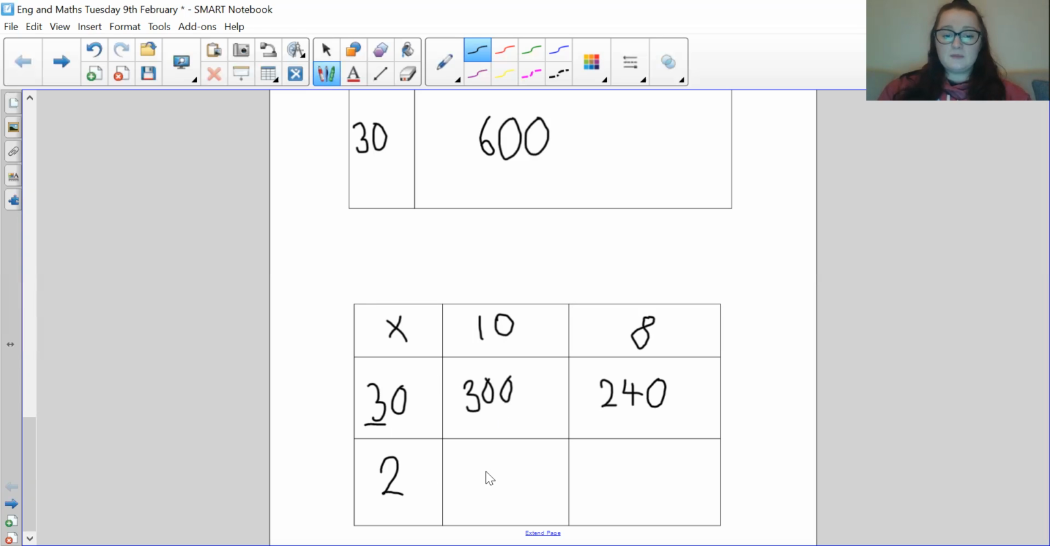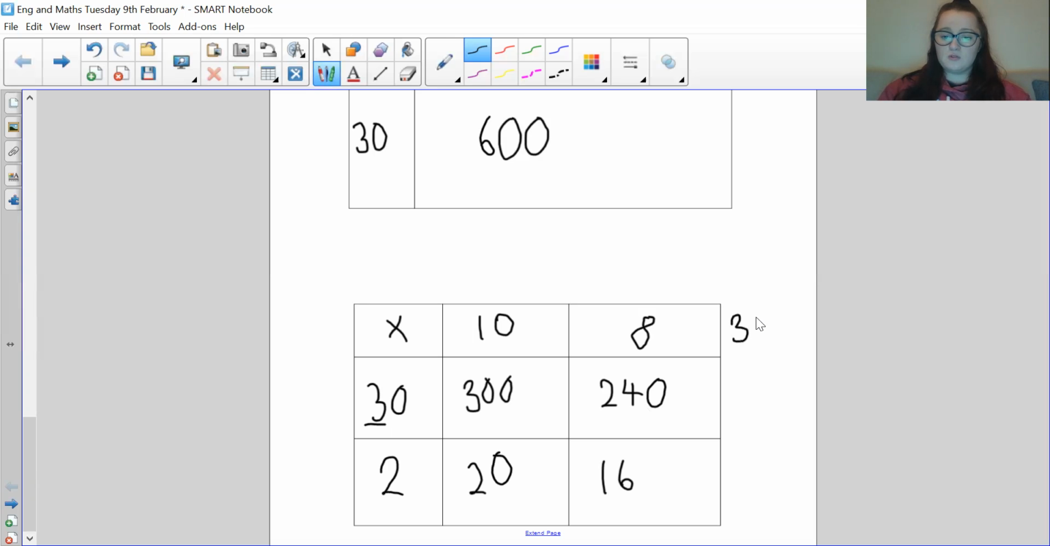Now I'm going to do 2 times 10, which is easy peasy. We know it's 20. Oh, that 0 is going to be crazy, hasn't it? And then 2 times 8, which is 16. Now this is the tricky bit. We need to add all these up, okay? So we need to remember our place value columns, just as I said before.